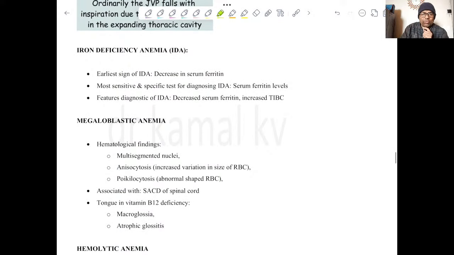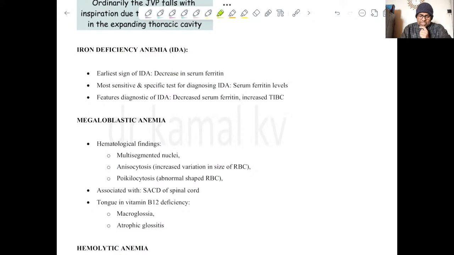Now what is more important from a clinical point of view is that the earliest sign is a fall in serum ferritin, because ferritin is the iron storage. So if there is iron deficiency, the storage will start depleting, and therefore it becomes the most sensitive and specific test, right? So if you suspect a case of IDA, the very first entity you should order is ferritin.